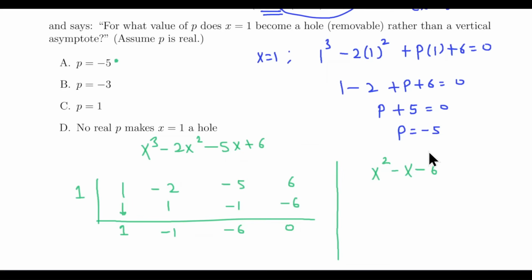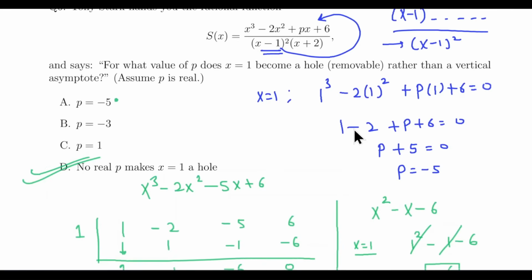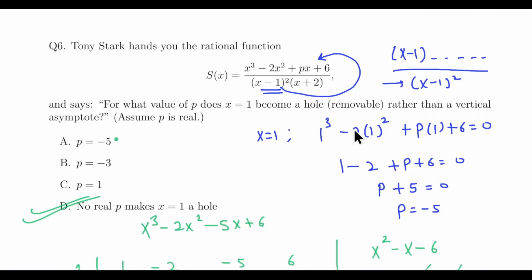Now I have to make sure that this quotient also has x equal to 1 as a root. Let's try to put x equal to 1 here. So am I getting 0? 1 square minus 1 minus 6. 1 minus 1 is 0. Well, minus 6 doesn't really look like 0. So unfortunately, there is no real p that will make x equal to 1 a hole, because x equal to 1 is a root of the top with a multiplicity of only 1 that will still make x equal to 1 a VA. So Tony Stark tried to throw a bouncer at us, but yes, we were able to answer it.